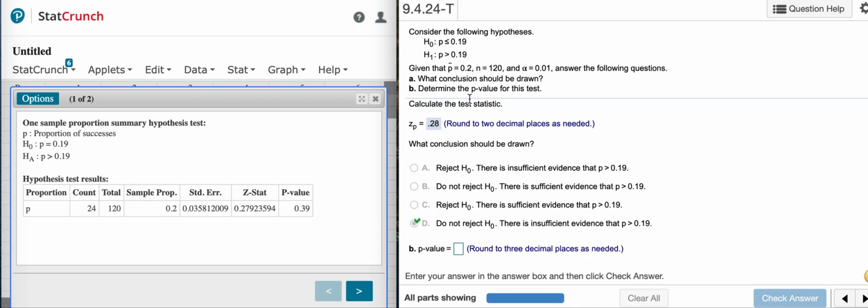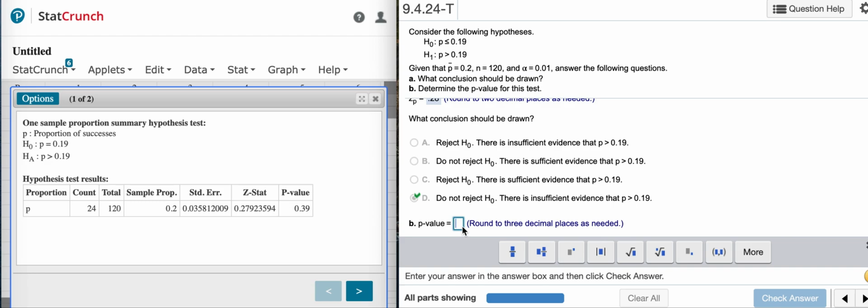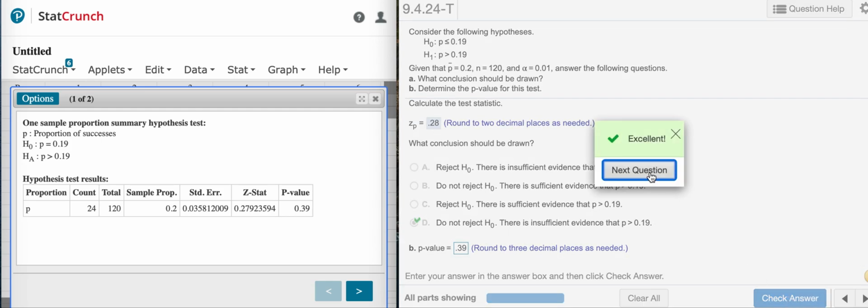And then in the next part, they're asking for the p-value. The p-value for this test that we just ran with this sample turns out to be 0.39. And so that's the best I've got, 0.39, and we're in good shape.